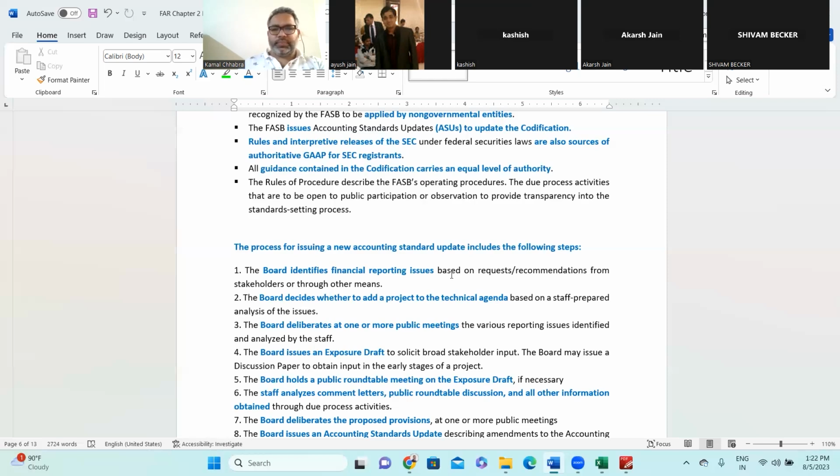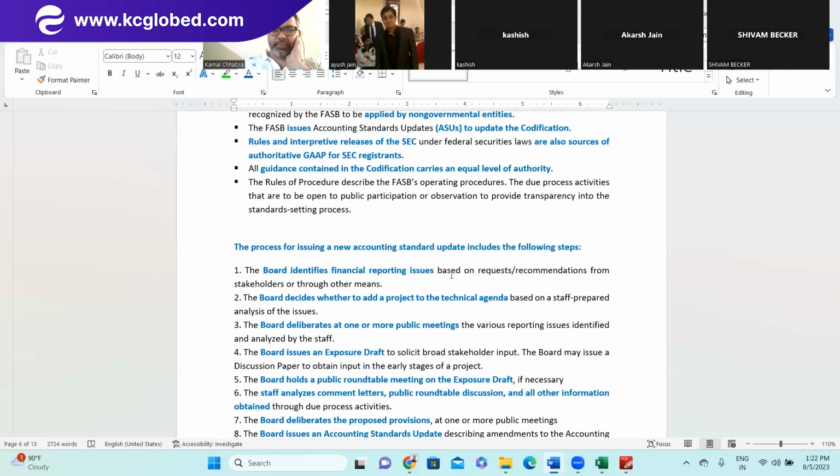Any doubt here? Okay. So rule and interpretative release of the SEC under the federal security law are also a source of authoritative GAAP for SEC. That means if SEC is making certain rule or interpretation over and above the GAAP, and you are doing the accounting of that SEC registered company, then you need to follow those rules and regulations on top of standards, right?